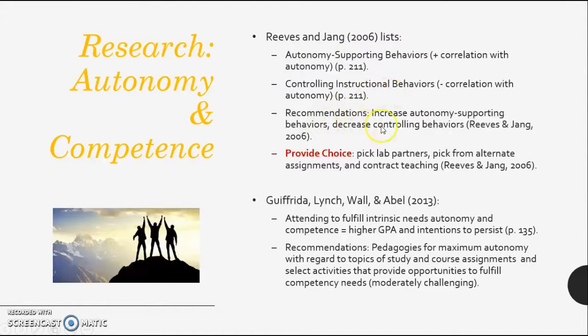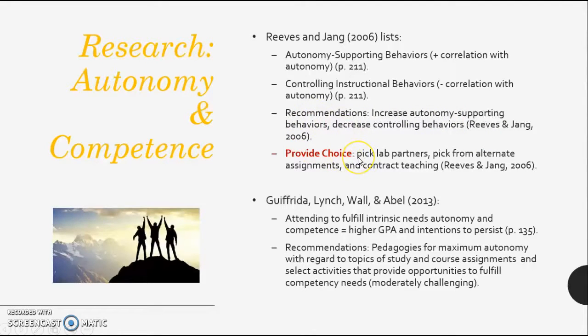So recommendations, we need to increase the autonomy supporting behaviors, like asking what the student wants, allowing students time to work in their own way, offering encouragement, praise, providing rationales. So we need to increase those type of behaviors and decrease the controlling behaviors, the oughts and the should statements, providing strict deadlines and threatening failing grades. So we need to decrease the controlling type behaviors, increase the autonomy supporting behaviors, and students will be more motivated.